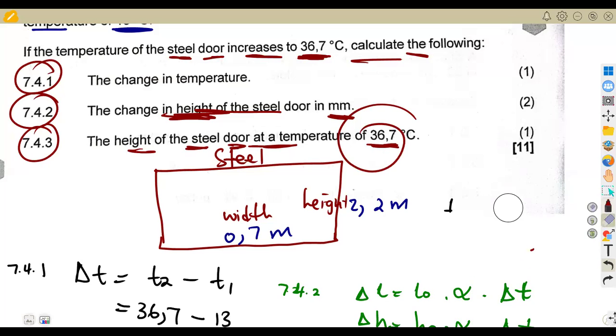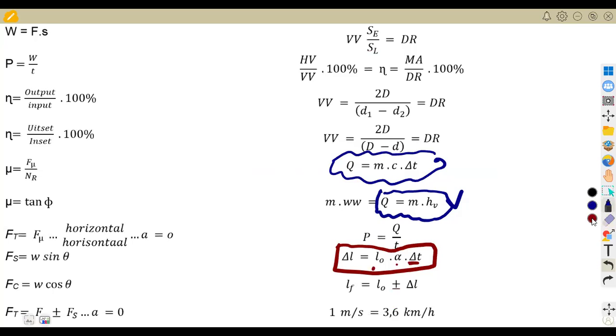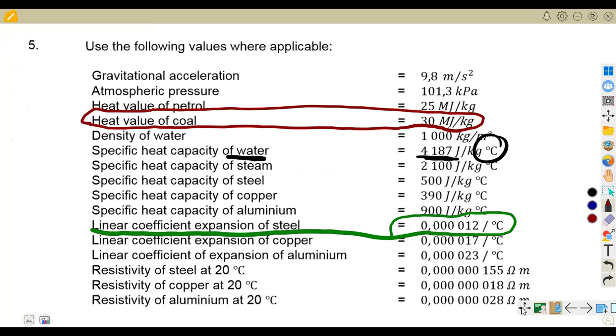So they are simply asking you to calculate, in this case, the final height of the door at that temperature, which is the same as the final length. If you check from your formula sheet also, I want you to see this. You're also given these formulas. Also, the final length is given as the original length plus or minus the change in length. Plus or minus because it can be a decrease or it can be an increase.